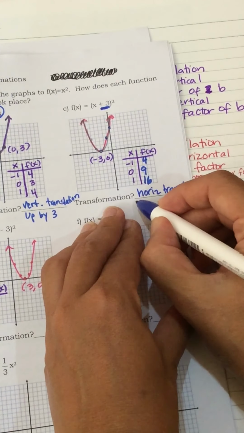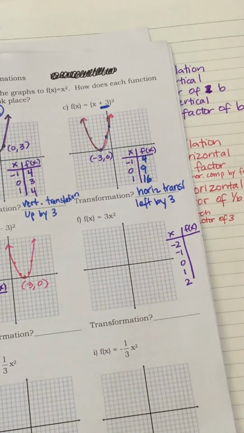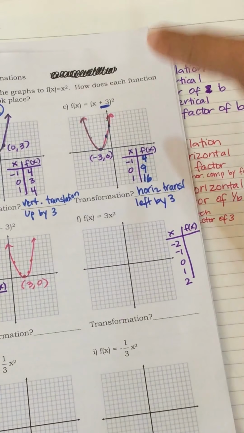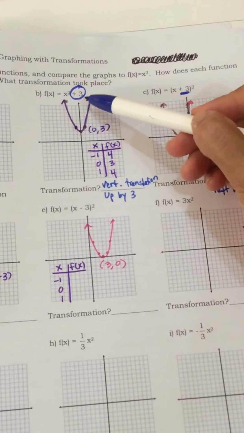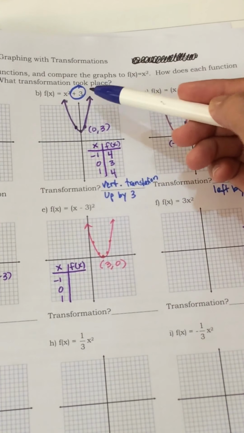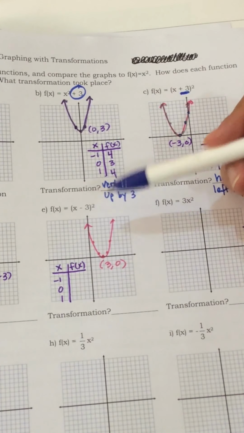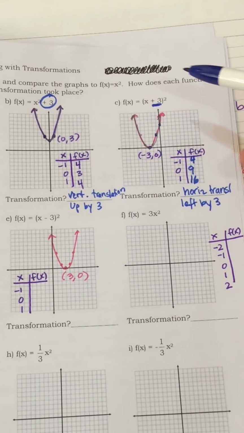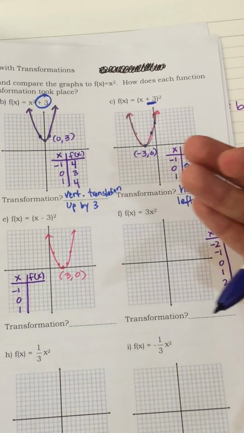And it's left by 3. So one thing you want to note here is that for the vertical translation, if it's a positive number, it moves it up. And if it's a negative number, it moves it down. For a horizontal translation, so when the number being added is inside the parentheses just on the x, if it's a plus 3, it actually moves it over to the left.